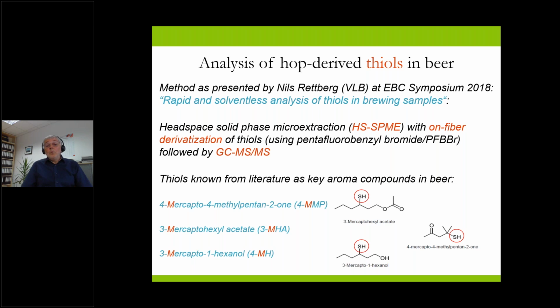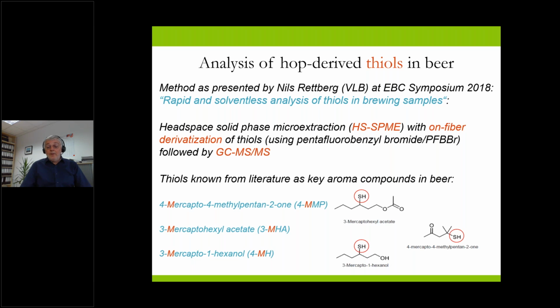The sulfanyl group, SH group, is marked red here, and the sulfonyl group is identical to the mercapto group. So this is a synonym, and therefore in some papers or some people, they describe these compounds as, for example, 4MMP or 3MHA, 3MH, because they refer to the sulfonyl group, but have in mind this is always the same compound.